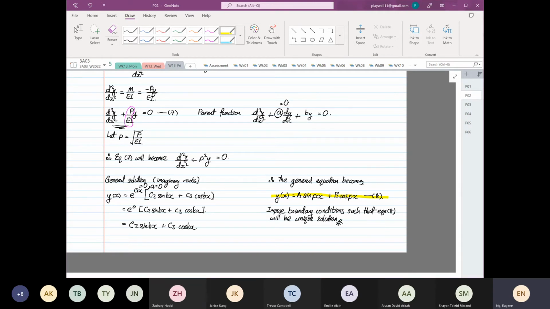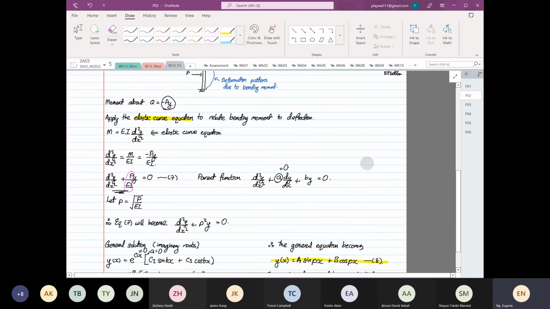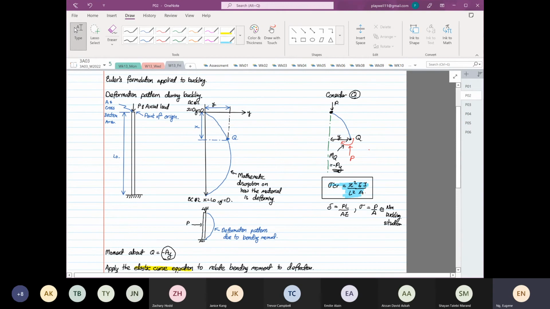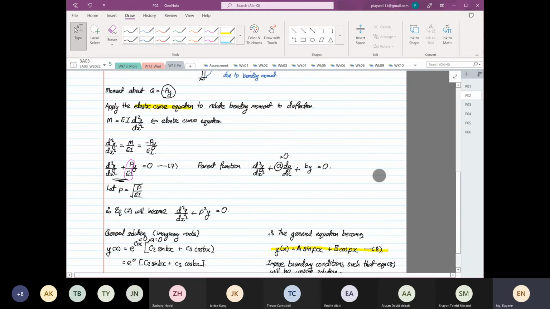So now we are going to impose boundary conditions such that equation number 8 will have a unique solution. And what are the boundary conditions? We have two. The first boundary condition is when x is equal to 0, y is also equal to 0. The second boundary condition is when x is equal to L, y is equal to 0. So we have two unknowns, A and B, but we also have two boundary conditions that enable us to solve for the coefficients A and B. So we're going to do that.